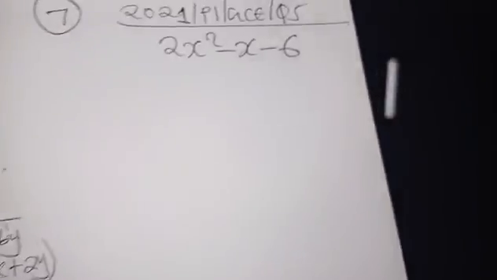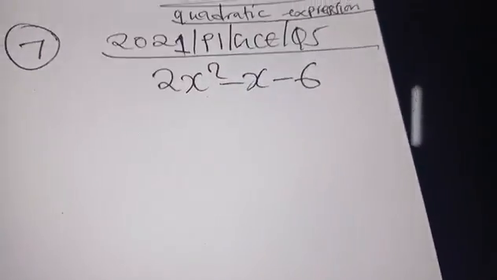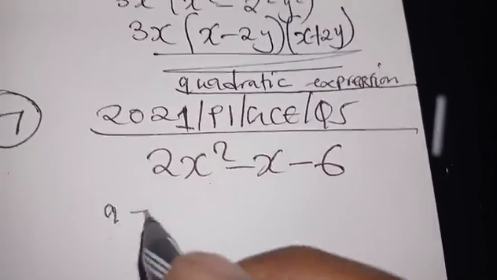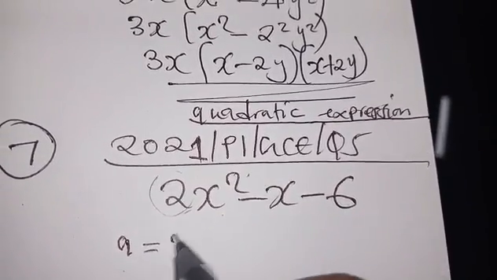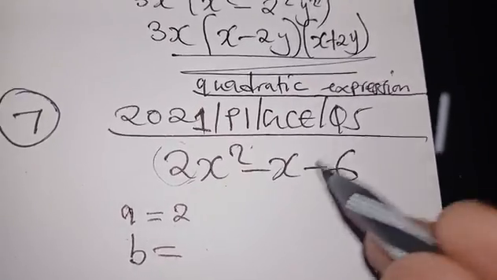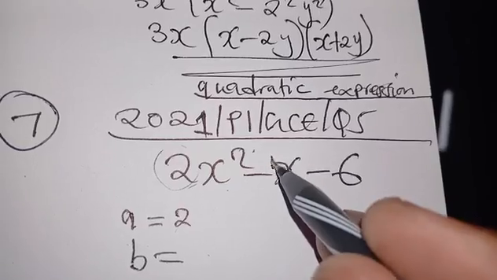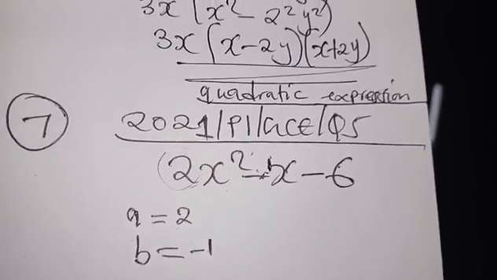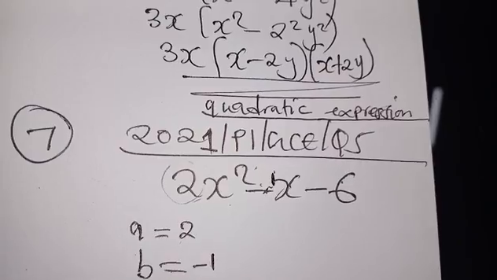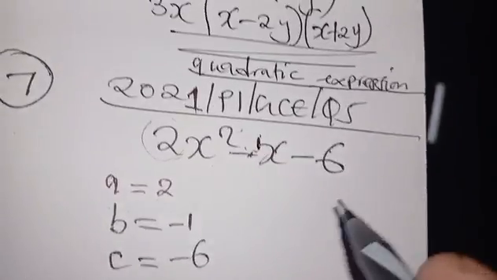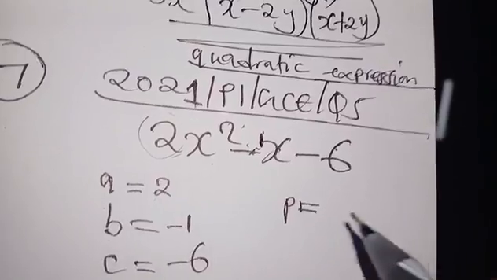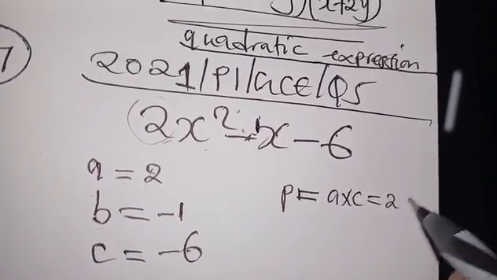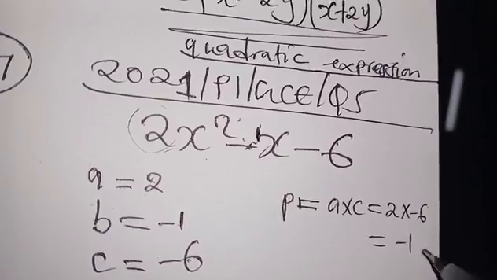The last one, how do we factorize this one? This is a quadratic expression, so you have to identify a, which is the coefficient of x squared, positive 2, b, which is the coefficient of x. When there is no visible number here, there is an invisible one there, so it's negative 1. Then c is negative 6. So for this one to be factorized, you have to find the product. Product is equal to a times c, meaning you multiply 2 by negative 6. 2 times negative 6, the answer is negative 12.